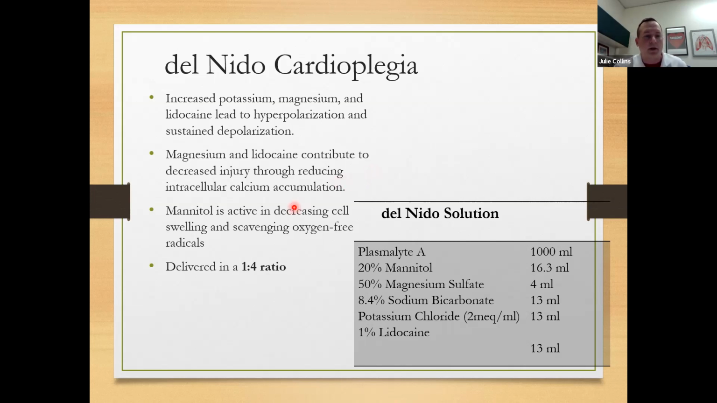And the mannitol that's in Del Nido is active in decreasing cell swelling, and it's a good oxygen free radical scavenger. And we give this at the 1 to 4. So pharmacy makes it up for us, but in a jiffy, if you had to make up Del Nido, these are the constituents you would use. All these are readily available to us in pretty much any drug box that a perfusionist has access to. So if need be, you can make Del Nido on the fly, but we rely on our pharmacy to have it. Sometimes they run out, or it's the middle of the night and you can't access pharmacy for some reason, so you can make your own.